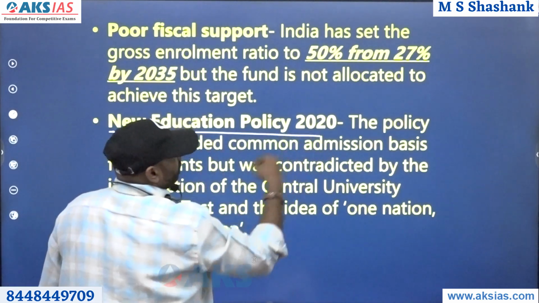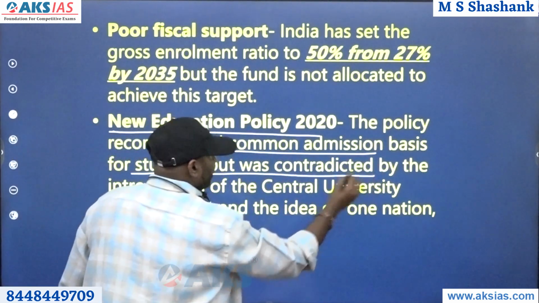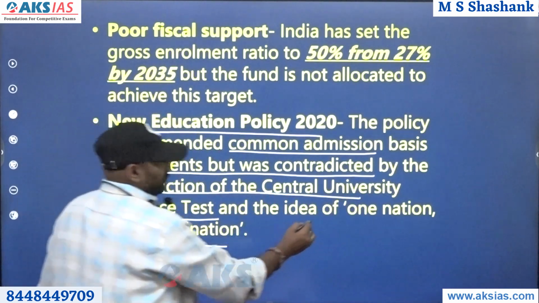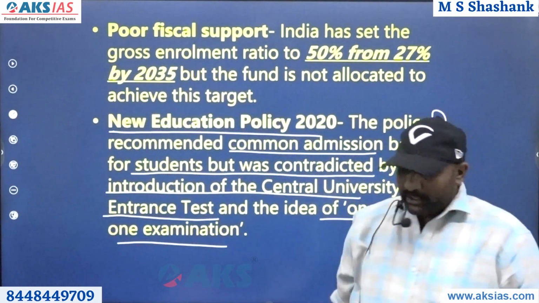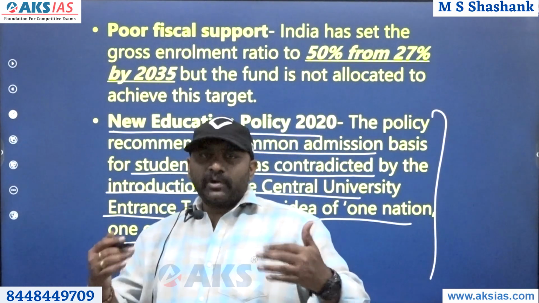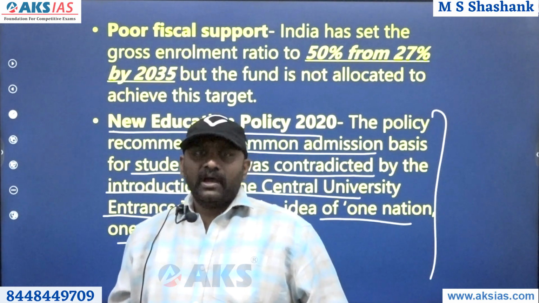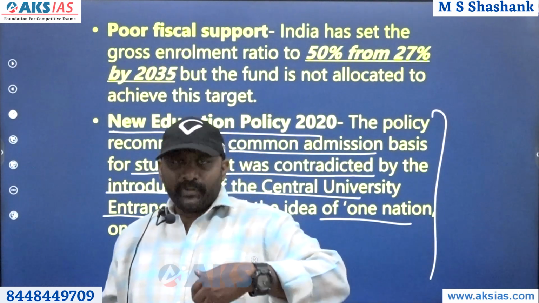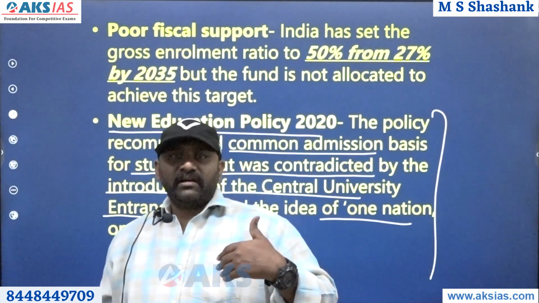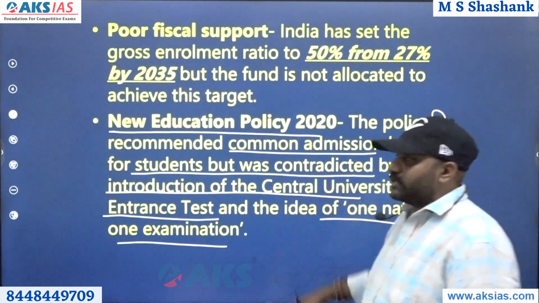And you know how we have to go ahead. The new education policy is also there. It recommended common admission basis for students, but was contradicted by the introduction of the central university entrance test and the idea of one nation one examination. So this is another challenge that we are facing. The new education policy, as I said, requires a huge platform and base for equitable competition first. When there is equitable competition, then you can put one examination for the whole nation. But with so many diversities with respect to people, so many social changes, structural changes, educational changes, pedagogical changes, and with poor physical support, I don't think this is a great idea with respect to the new education policy.